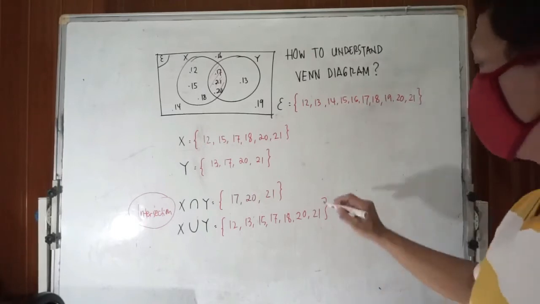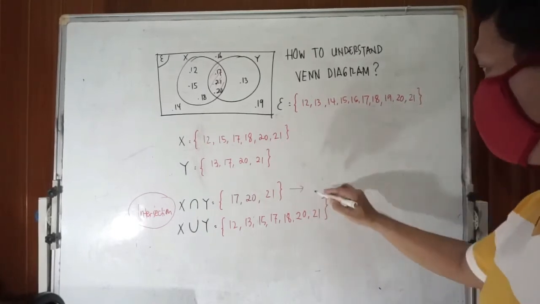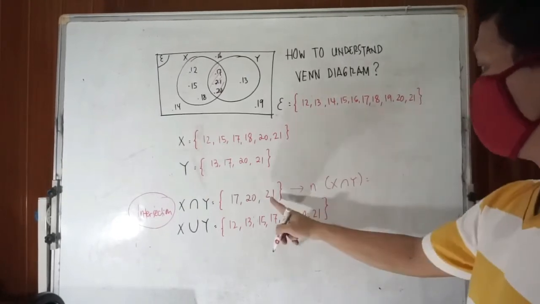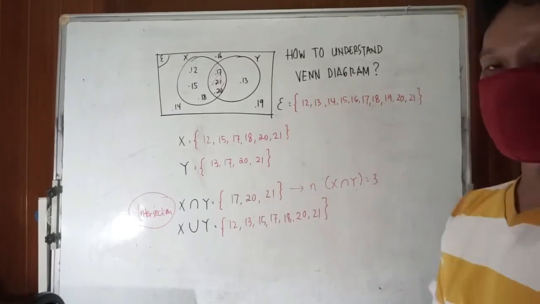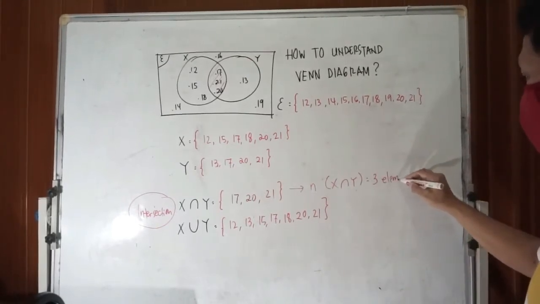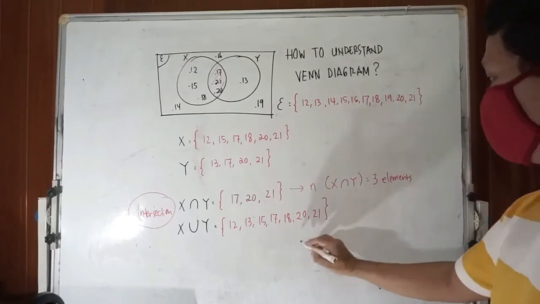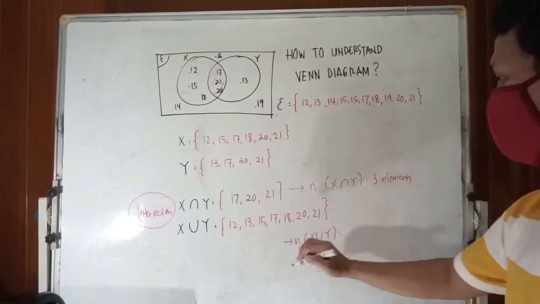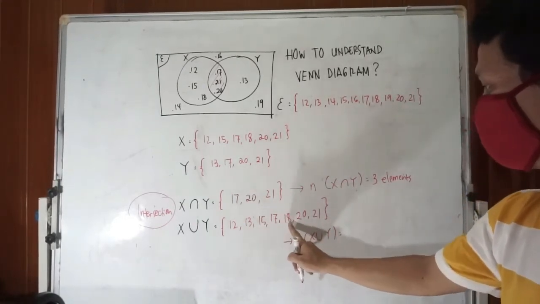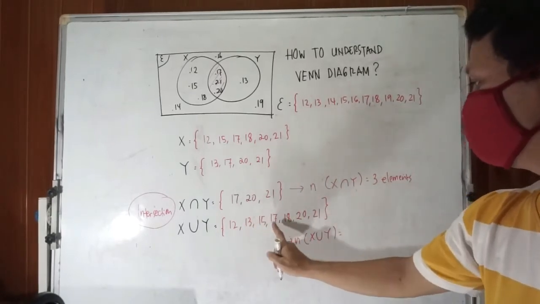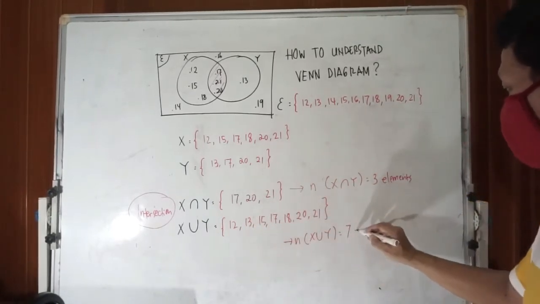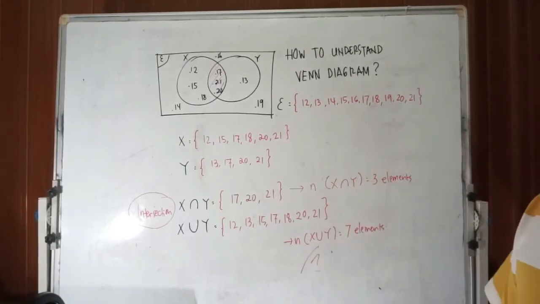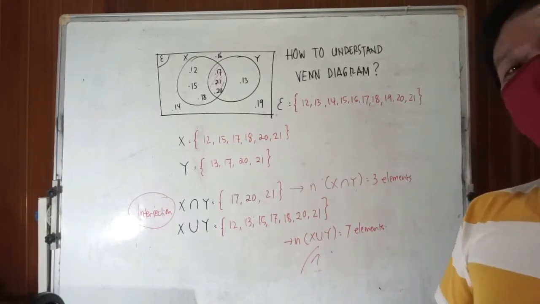Okay. Next, what about the number of elements? The number of X intersection Y equals 1, 2, 3. 3 elements. Okay. And then the number of X union Y. Okay, 1, 2, 3, 4, 5, 6, 7. 7 elements. Okay, that's clear. That's the way to understand the Venn diagram. Thank you.